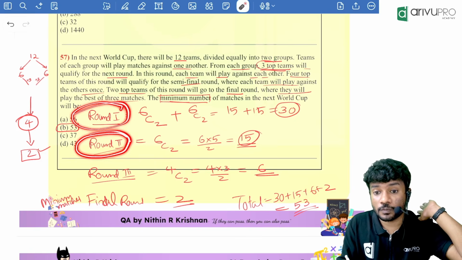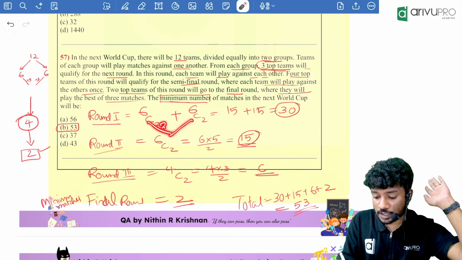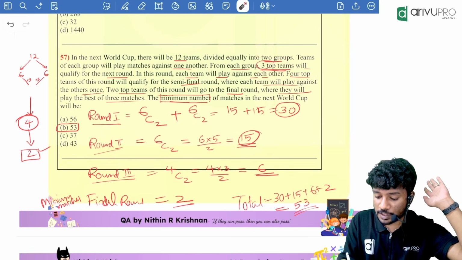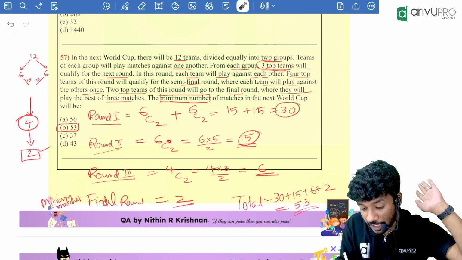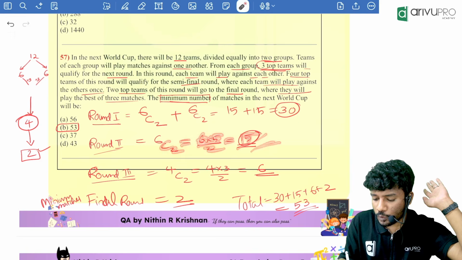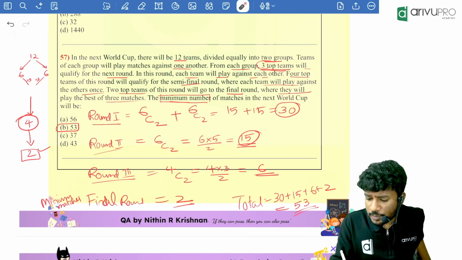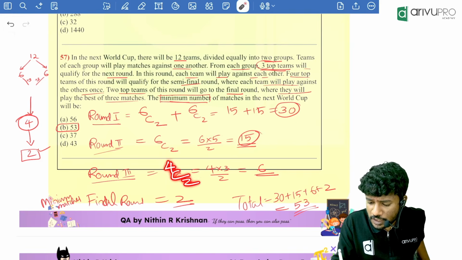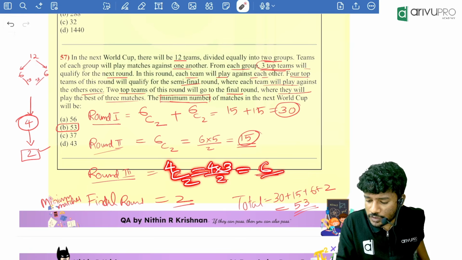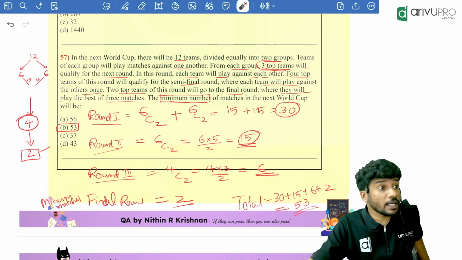In round 2, 3 top teams from both the groups came here. That means 3 plus 3 is 6 teams in total. They are playing 6 into 5 divided by 2, which is 15 matches. In round 3, 4 teams are there, so 4C2 matches will be there. That is 4 into 3 divided by 2, which is 6.